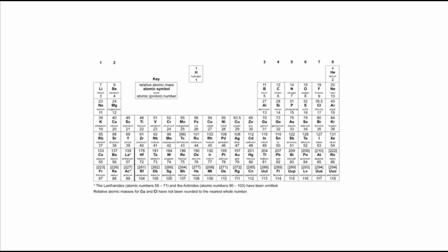Hi guys, today's topic is the periodic table, which comes under atomic structure in chemistry. So this periodic table that we will be given in our exam is our modern periodic table. Right, we call it the modern one. And in this modern periodic table, they always give you a key.